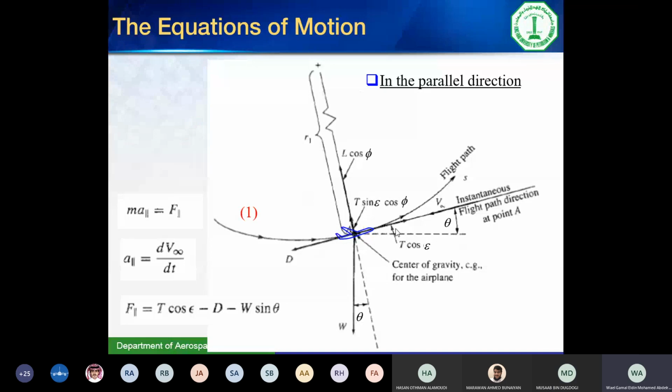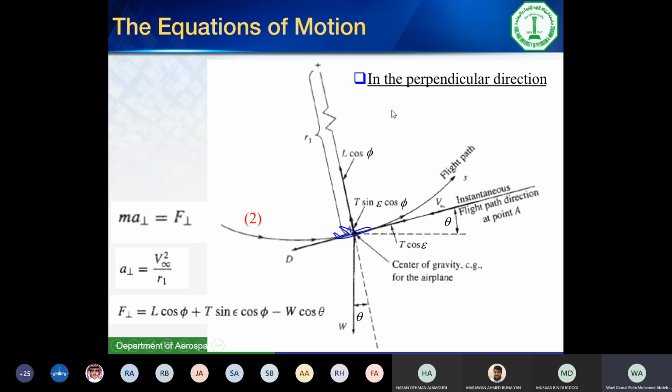Yes. Not in the tangent. So what would be the acceleration in the normal direction, pointing toward the center? What did you have in your dynamics courses? V square over r. Correct. So you have correctly derived all of the second perpendicular equation. Here they are. Let's read what Mus'ab just said. The force is L cosine phi plus T sine epsilon cosine phi, that's the vertical component, minus W cosine theta, is equal to the mass times the acceleration, and the acceleration is the speed square over r, which is the radius. Perfect. Just like any rigid body.